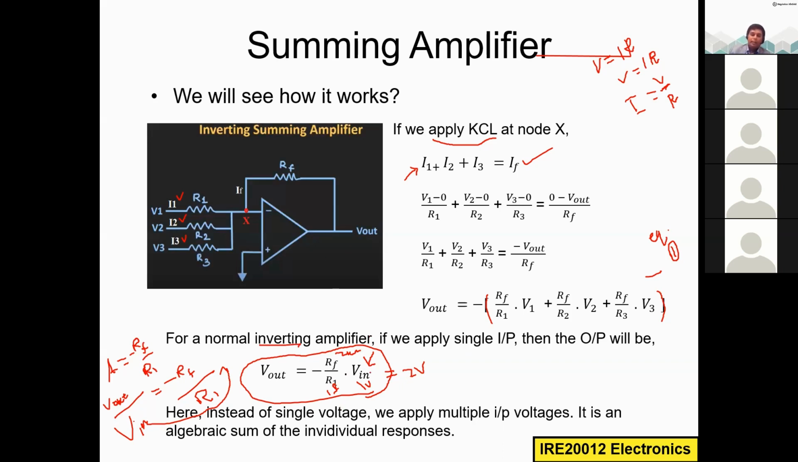Here, instead of applying a single input voltage Vin, we are applying multiple input voltages. You see, instead of applying just Vin, I have 3 branches, and in each branch I am applying 3 different voltages. Maybe V1 can be 1 volt, V2 can be 2 volt, and V3 maybe 3 volt, or I can apply the same 1 volt in all the input terminals. It's up to the user. Whatever voltage we apply, we get the summation of these input voltages at the output. We get the algebraic sum of the individual input voltages at the output. That is why we call this a summing amplifier.